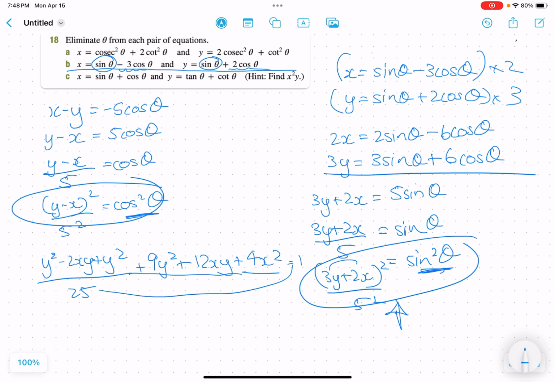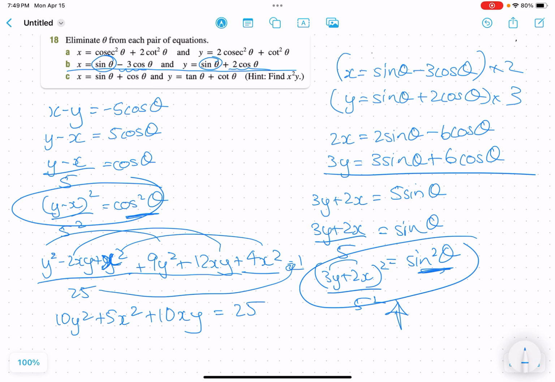So I might multiply both sides by 25. So I'm going to have, and I wrote that wrong. Hope I said it right. So that's an x squared. All right, so I'm going to put the y squareds together. So I've got 10y squareds. Put the x squareds together. That looks like 5x squareds. Put the xy's together. That looks like 10xy. And then I've got 1 times 25. So it looks like it's all divisible by 5.